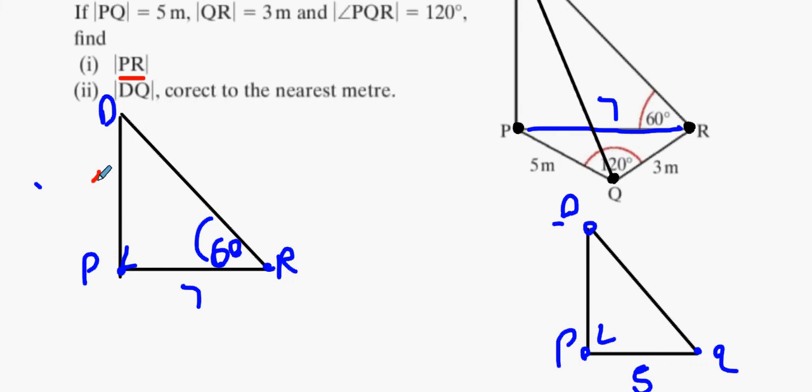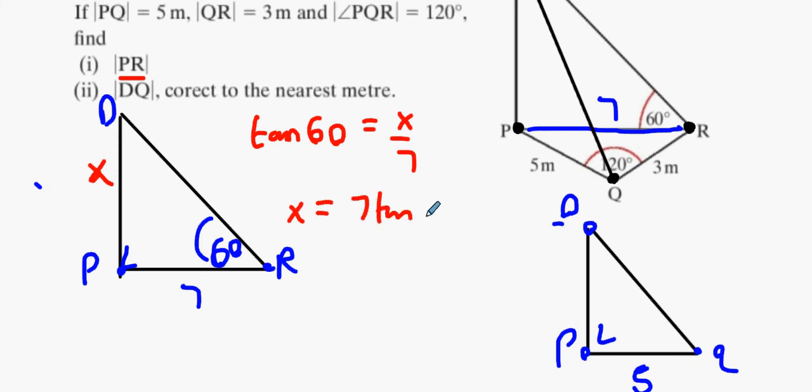What side is X in this triangle? Opposite, adjacent, or hypotenuse? Opposite and adjacent means what function? Tan what? Tan 60 equals X over 7. What's 7 tan 60? 7 root 3. Alright, great. Now what can I replace this with now, Joe? And the goal of the question is D to Q, which we'll call H for hypotenuse.